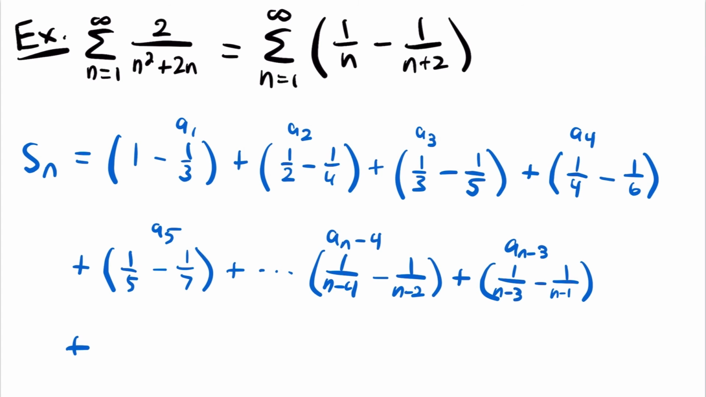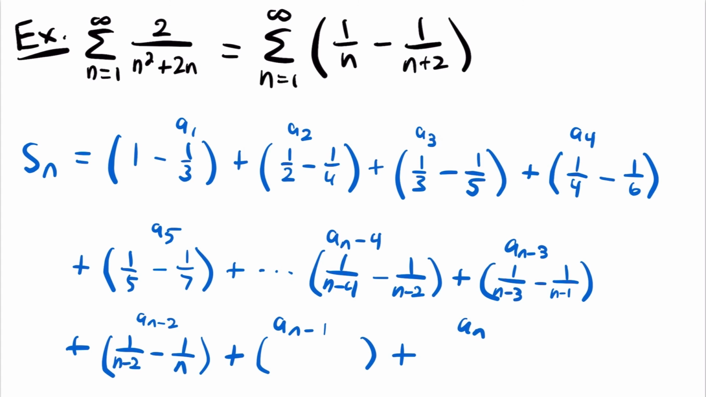And then we'll add our next term down here for a sub n minus 2. When n is n minus 2, we'll have 1 divided by n minus 2 minus 1 divided by n minus 2 plus 2. Negative 2 plus 2 will become 0. And so our denominator is just n. So we have 1 divided by n. Then we'll add this to a sub n minus 1. And then we'll conclude with a sub n.